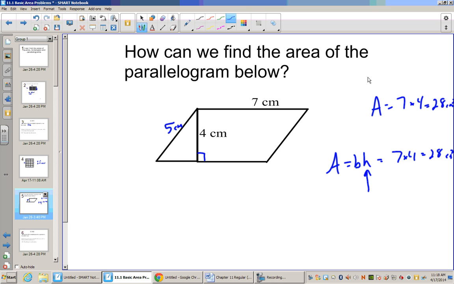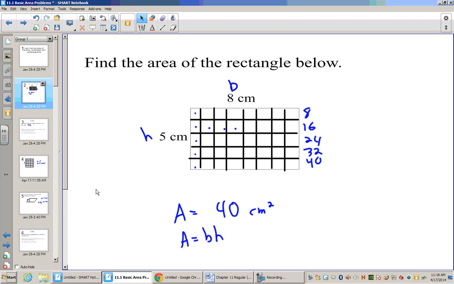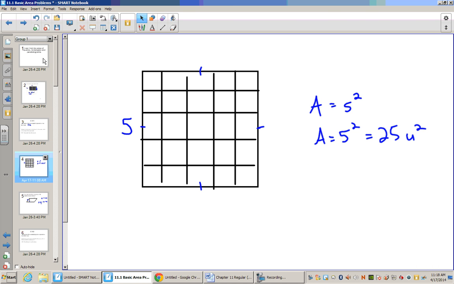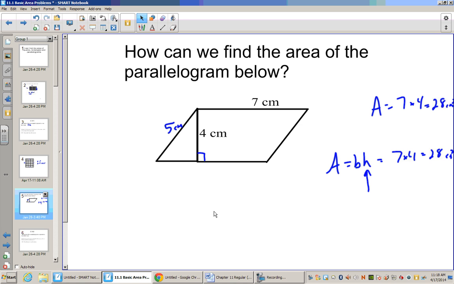All right, those are the 3 formulas for finding the area of a rectangle, a square, and a parallelogram. Hope this helps you get through some work. Good luck.